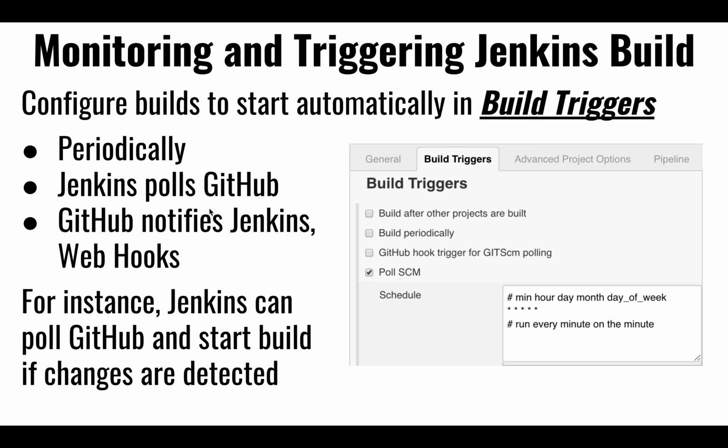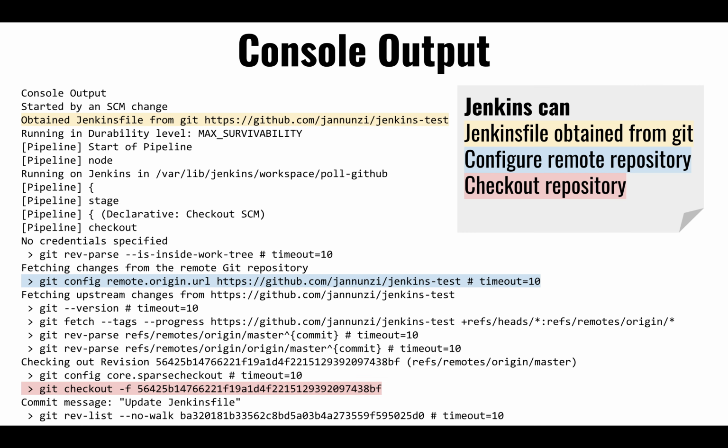Or better yet, we can have GitHub notify Jenkins. We can say, hey, if there are any new check-ins or merges into a particular branch, we can have GitHub go and notify Jenkins, and Jenkins can then kick off a build, go fetch the information from GitHub, and then build on the Jenkins machine.